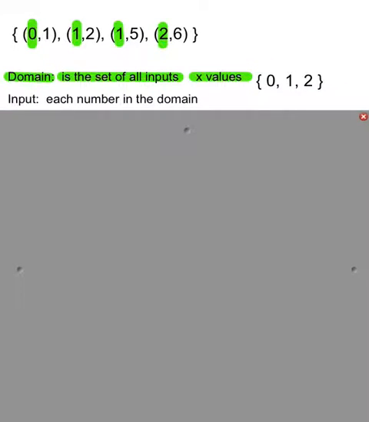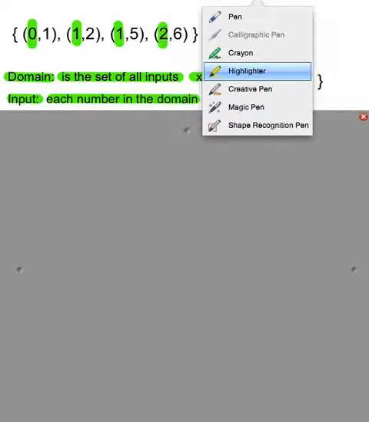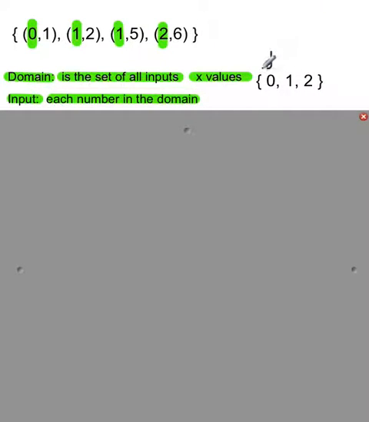Now I said something about the input. An input is each number in the domain. So that just means that the number 0 is an input. The number 1 is an input. The number 2 is an input. So if I ask you for an input, you can just say 1. If I ask you for an input, somebody else might say 2 is an input. An input is each number in the domain.